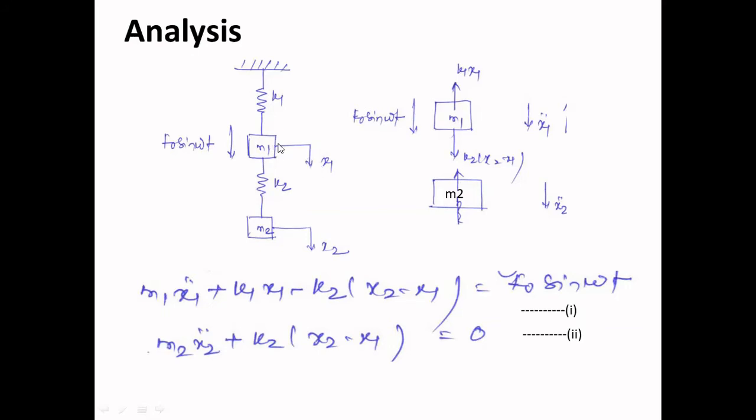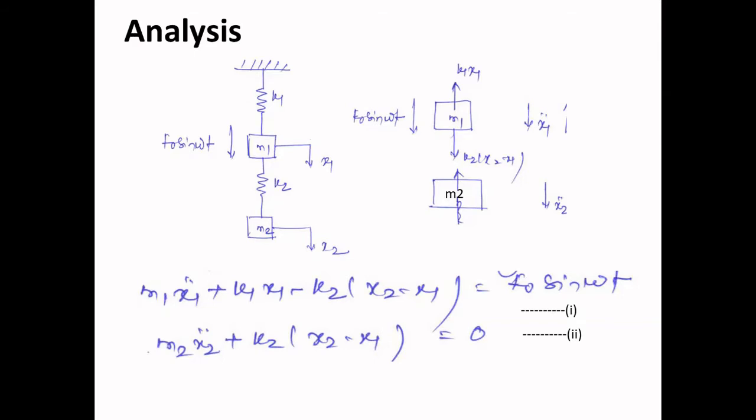Suppose the main mass has acceleration x1 double dot, and the second mass, that is the additional mass, has acceleration x2 double dot, where x2 is the displacement of mass 2 and x1 is the displacement of mass 1. Assuming that x2 is more than x1, we can draw the free body diagram for mass 1 and similarly the free body diagram for mass 2.